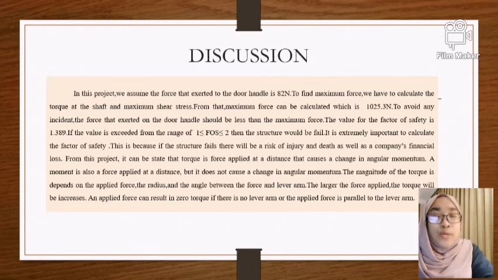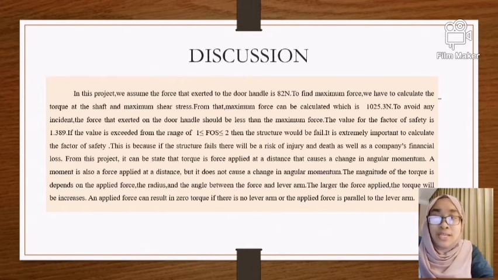In this project, we assume that the force that acted on the door handle is 82 Newton. To find the maximum force, we have to calculate the torque at the shaft and the maximum shear stress. From that, the maximum force can be calculated, which is 1025.3 Newton. To avoid any incident, the force that acted on the door handle should be less than the maximum force. The value for the factor of safety is 1.389.